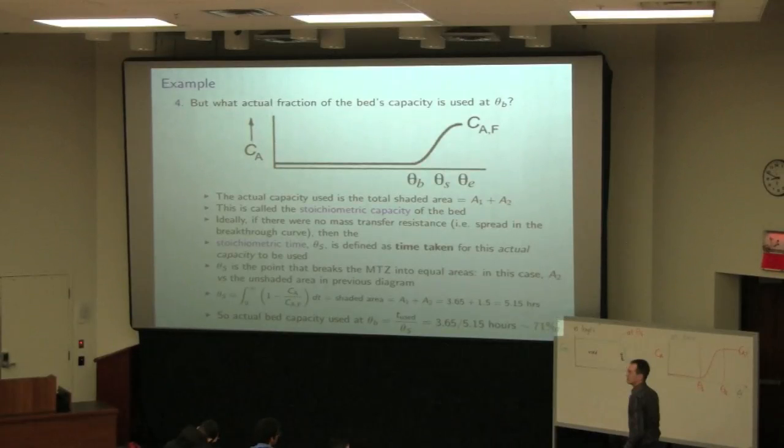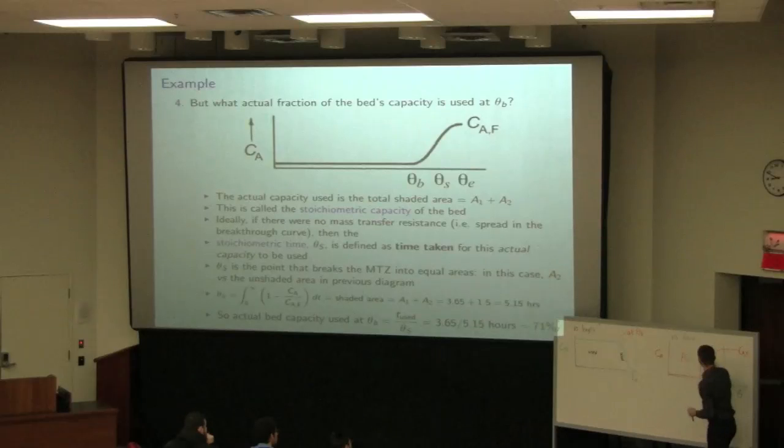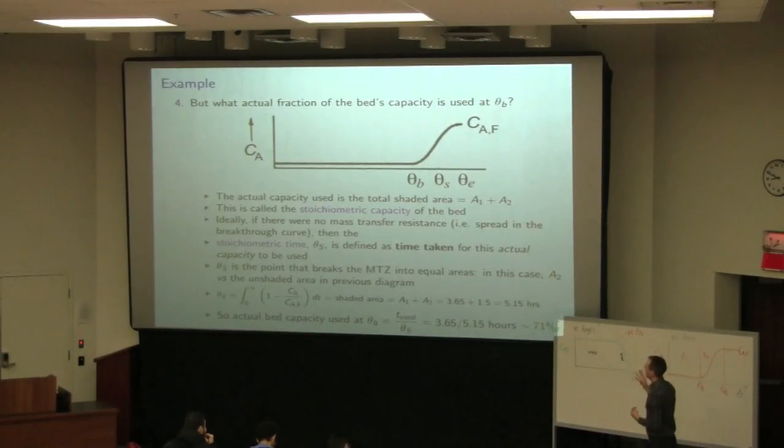And that's what the stoichiometric capacity says, that at the breakthrough time, essentially, it's not just this portion of the bed that's used. In other words, it's not just this region, A1, in the previous illustration that was used. So here was A1, this was A2. Essentially, it's saying that at stoichiometric time, that region, A1 plus A2, is the actual capacity of the bed that's being taken up and being used. Okay. And so that's the stoichiometric capacity, is that area A1 plus A2.